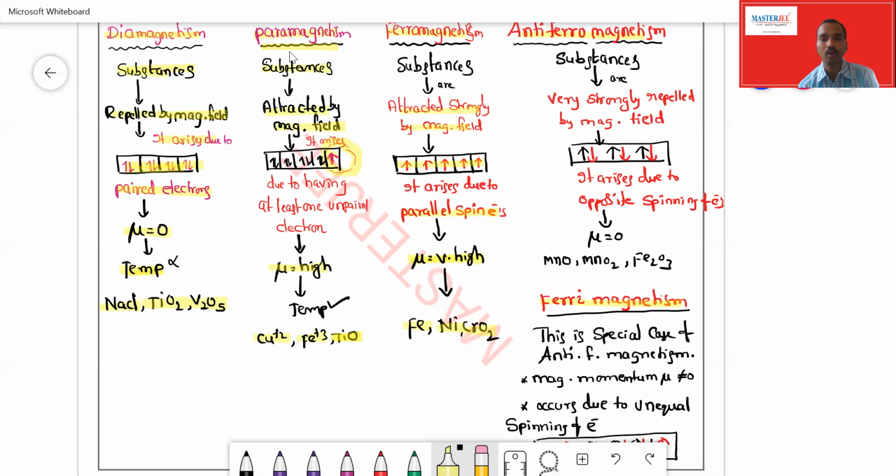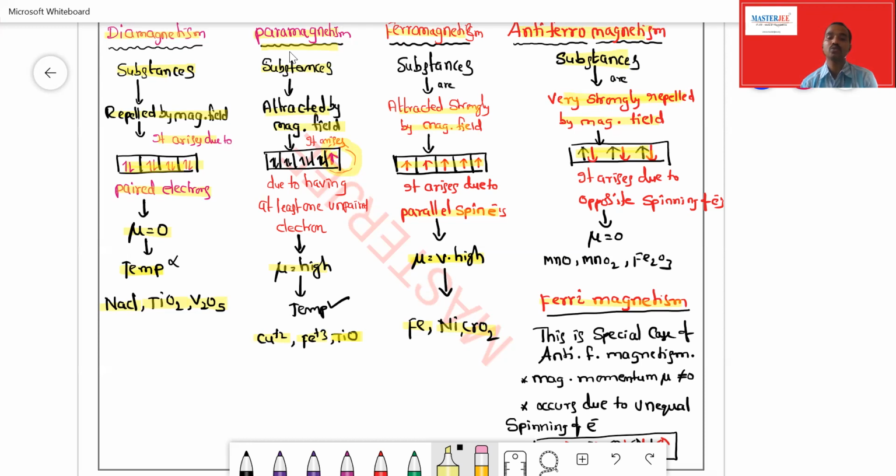Next, anti-ferromagnetic properties. Here, diamagnetic substances are repelled by the magnetic field. Substances strongly repelled by the external magnetic field are called anti-ferromagnetic substances. Why does it happen like this? One electron's magnetic field is compensated by another electron's magnetic field. Each and every electron's magnetic field is compensated with another electron. Due to the opposite spinning of electrons, it is greatly repelled by the external magnetic field. Those are called anti-ferromagnetic substances.